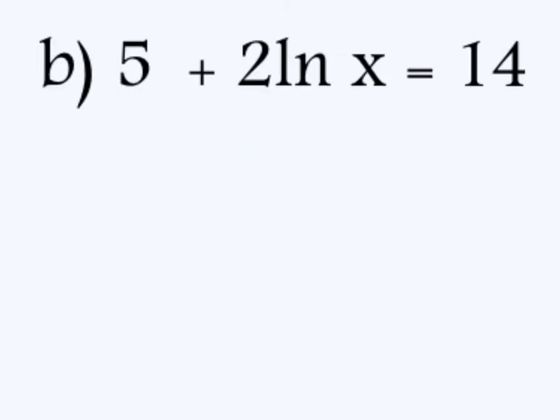Alright, this one's a little bit different, so I'm going to subtract 5 from both sides. My goal is to isolate my log as much as possible. We end up with 2 ln x equals 9. The next thing I'm going to do is pull my exponent back, and then that becomes ln x squared equals 9.